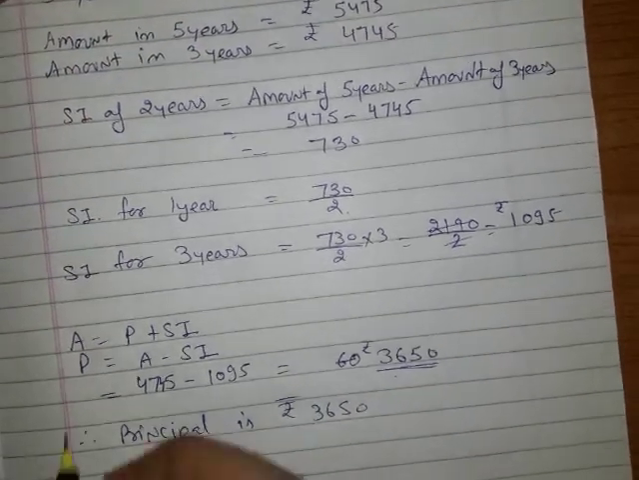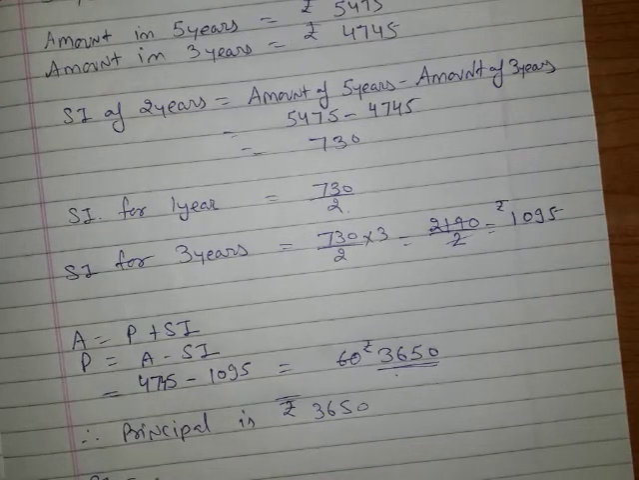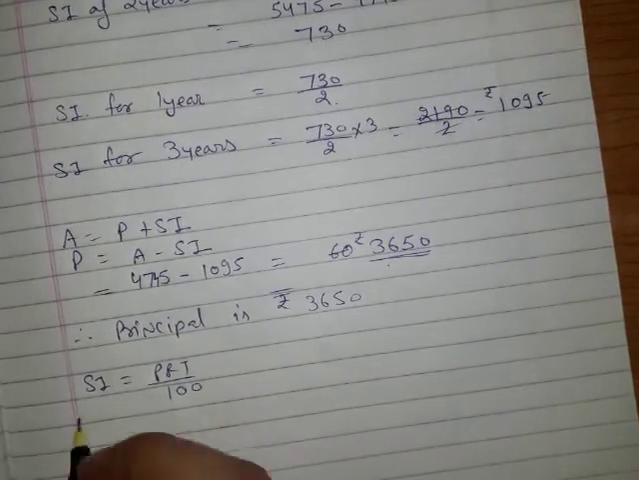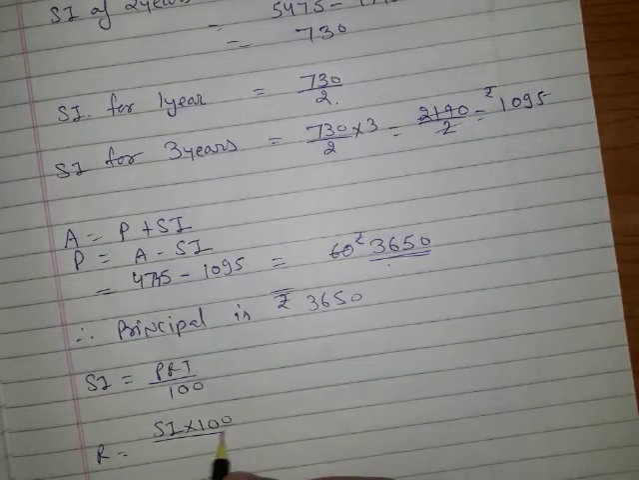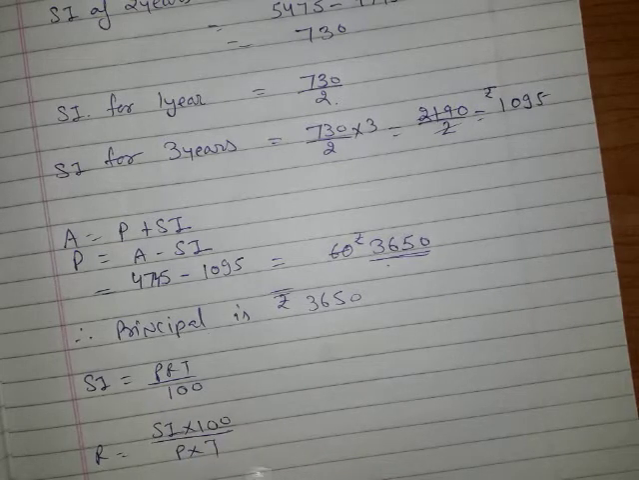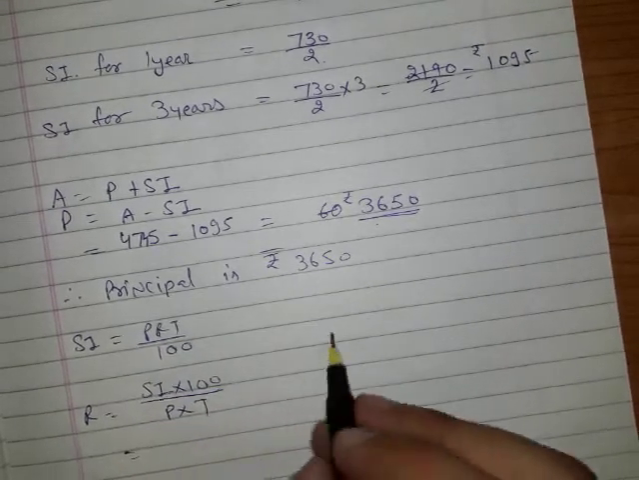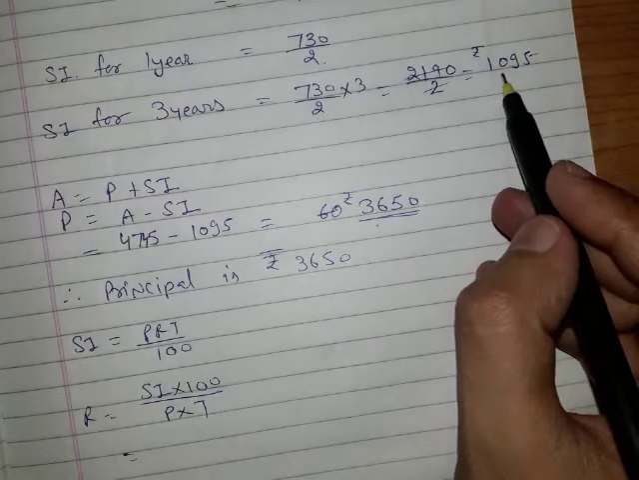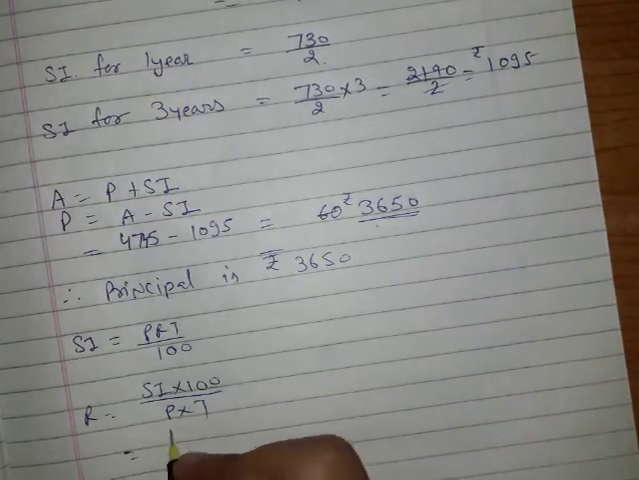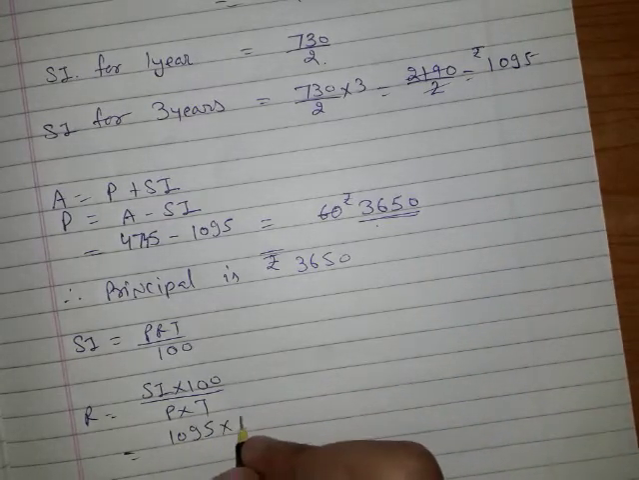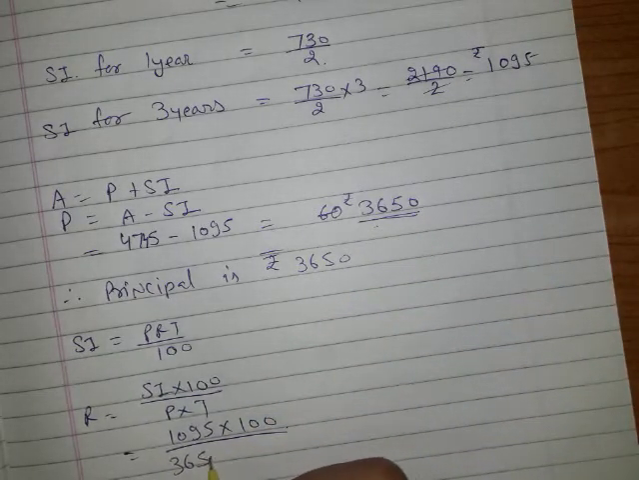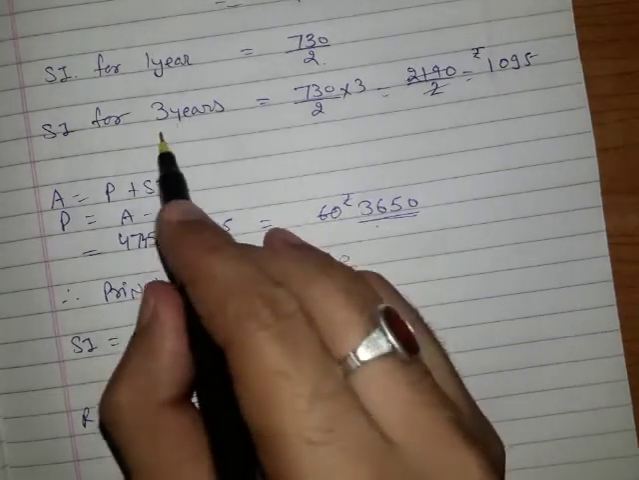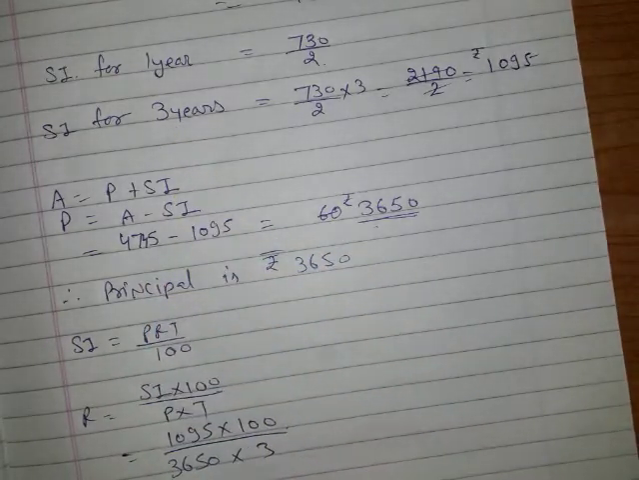Now you have to find the rate of interest. For this you have the formula of simple interest, PRT over 100. So rate of interest is equal to simple interest multiplied by 100 divided by principal and time. Simple interest for 3 years is 1095 multiplied by 100. Principal amount is 3650, and time, here time is 3 years. We are calculating this data for 3 years.